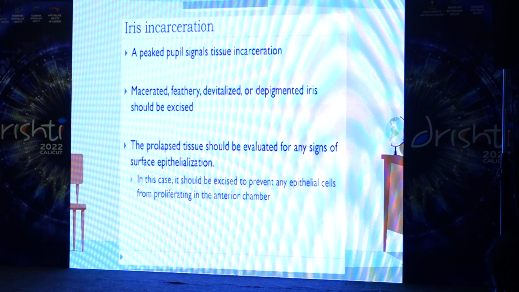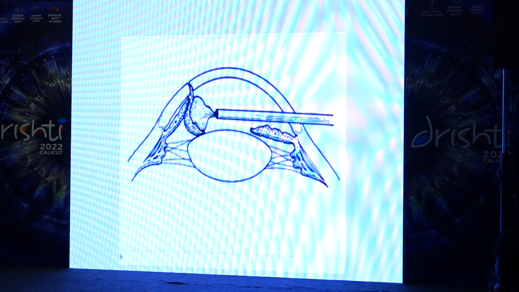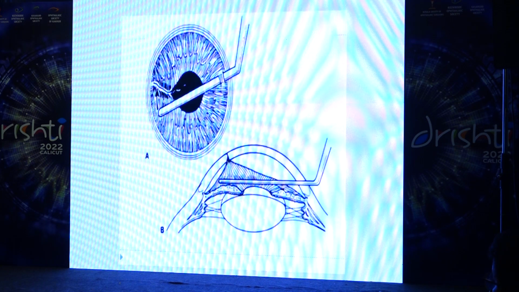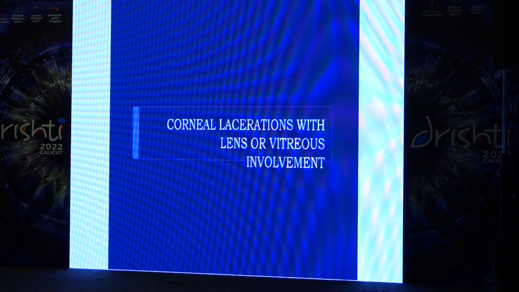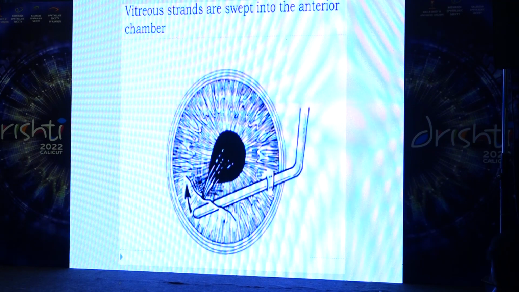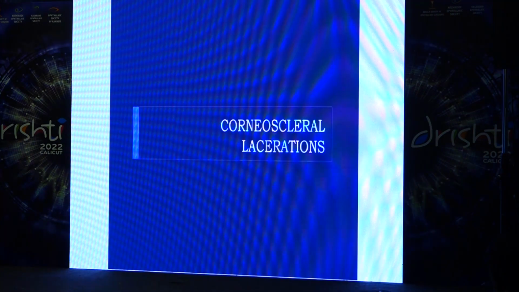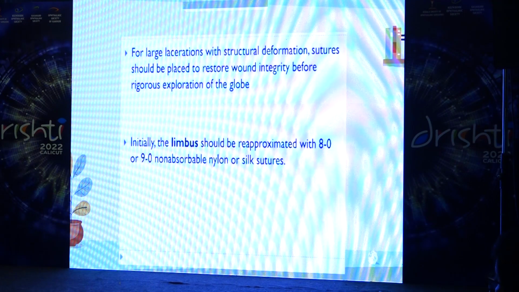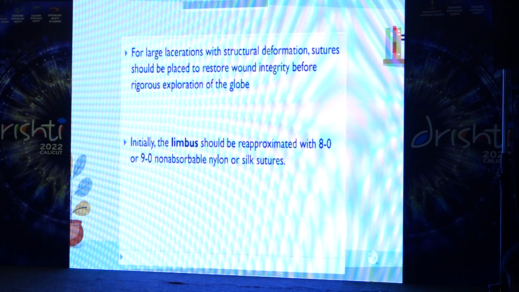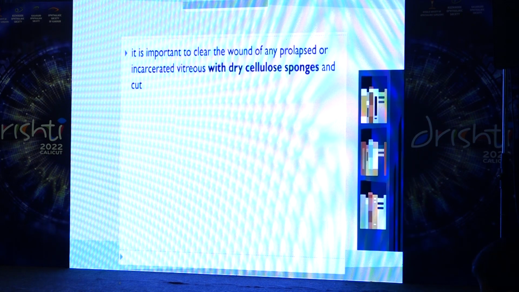Whenever there is a uveal prolapse, you have to clean the iris or choroid tissue, whichever is there. Always try to preserve the iris. Making a side port using a visco cannula or a spatula, you can reposition the iris and closely suture the wound. Whenever there are vitreous strands, you sweep the vitreous from the anterior chamber. And whenever there is a corneoscleral laceration, as we already discussed, first suture the limbus, then progressively suture the cornea, then suture the sclera.